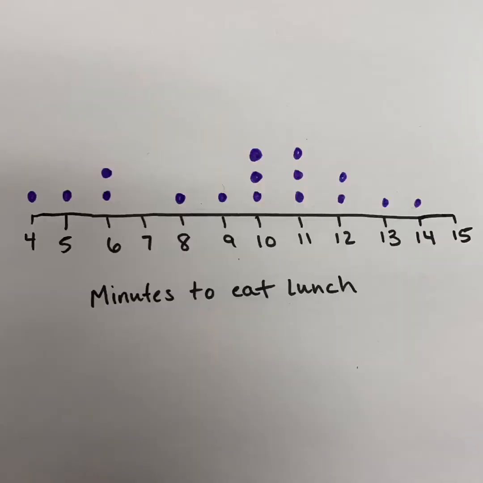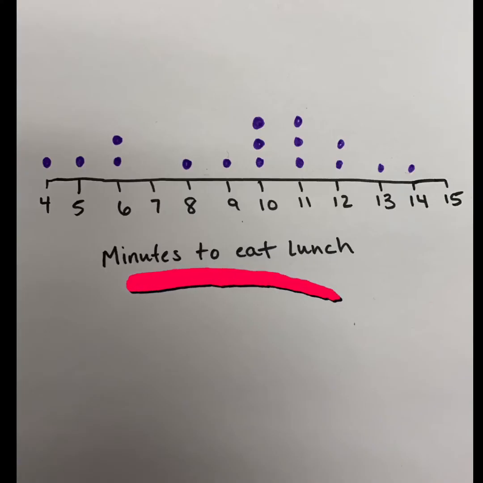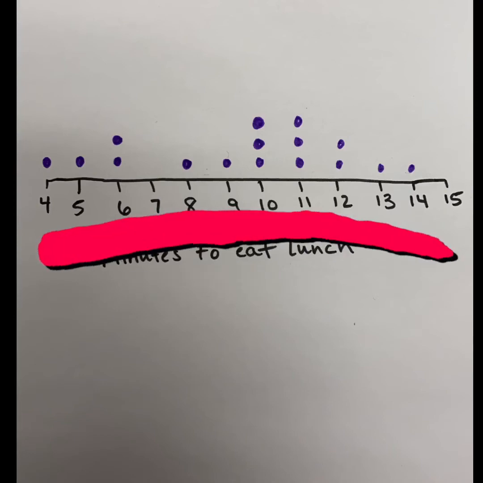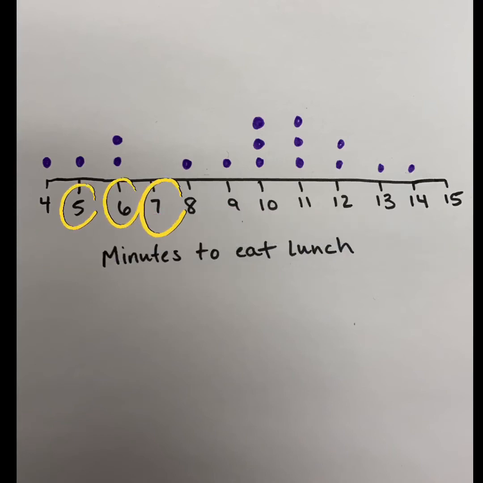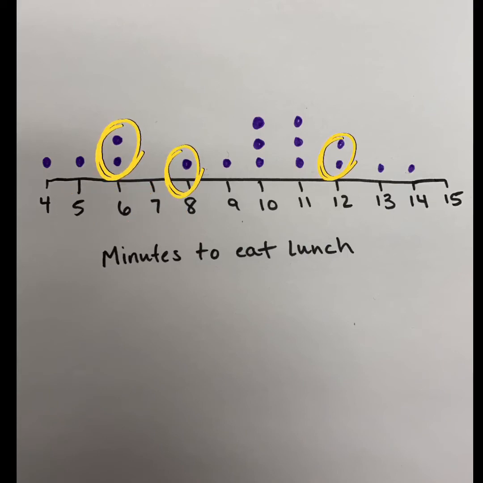Let's just take a quick moment to take a look back at what a dot plot should look like, and then let's create our own. So the elements of a dot plot. We need to make sure that we label what it is that we are graphing, and in this case, we're doing minutes to eat lunch. We need to create a number line. We need to label that number line with clearly marked numbers or categories. In this case, we use numbers because it's minutes to eat lunch. And then based on the data that we collected, we would go ahead and create our dot plot by placing 1 dot for each individual response.